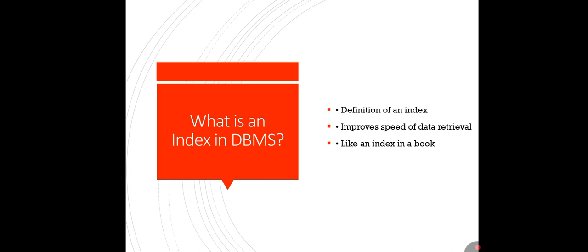What is an index in a DBMS? An index in a database is like a lookup table. It helps us find data without scanning the whole database. Think about how a book works. Instead of reading every page, we go to the index, find the topic and page number, and jump straight to it. In a database, an index stores the search key along with a pointer to the actual data record. This improves the speed of data retrieval significantly.